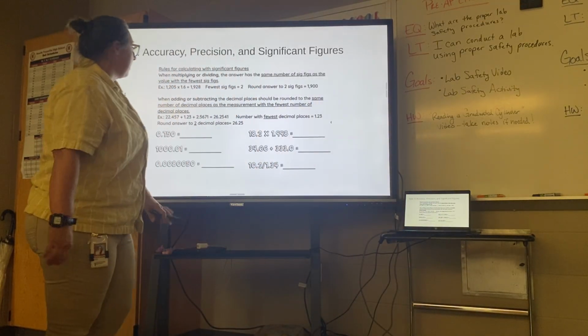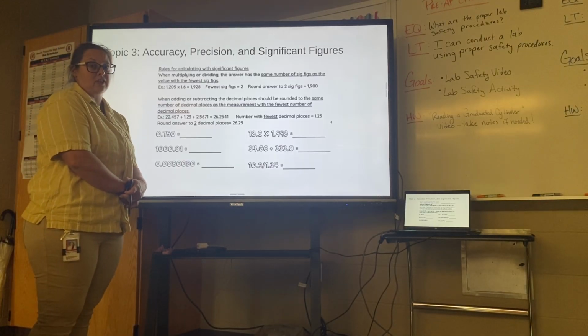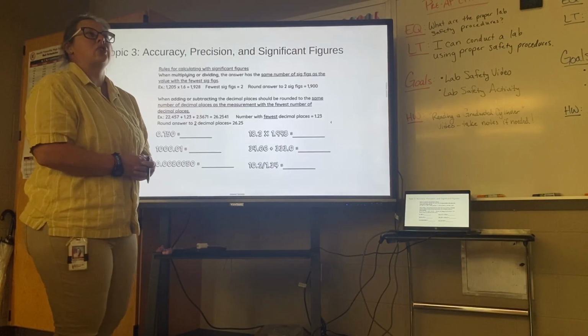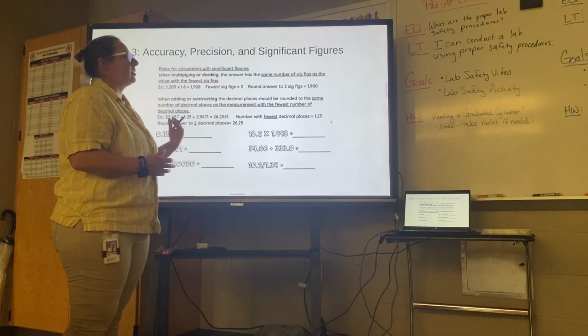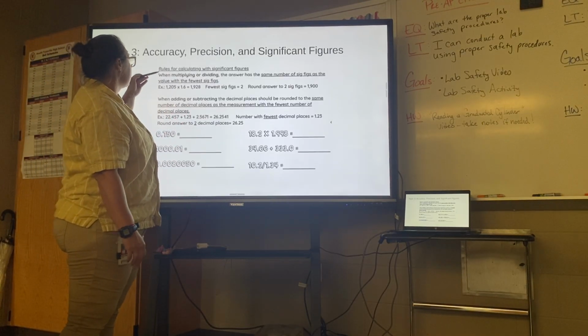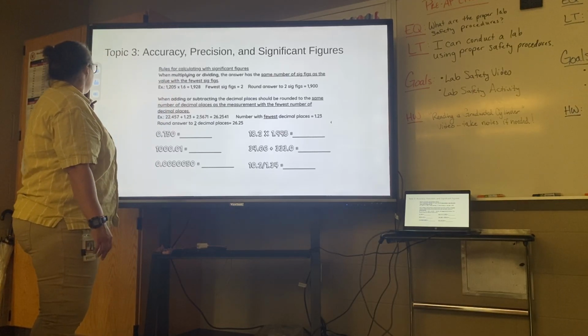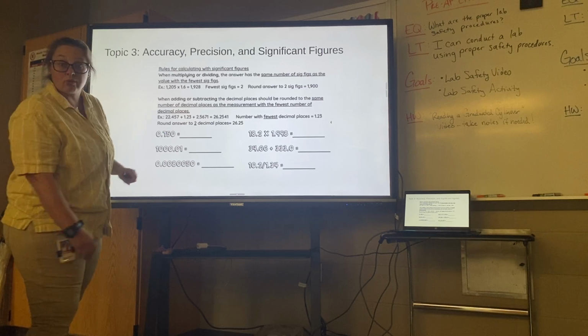What I want to talk about next is rules for calculating with significant figures. There might be one question on the AP exam where you have to do some calculations as well. There is a different rule for calculating when you're multiplying and dividing versus if you are adding or subtracting. So let's go through that.